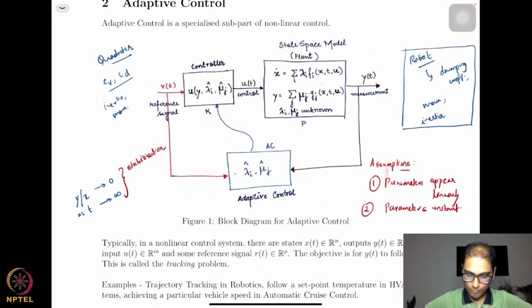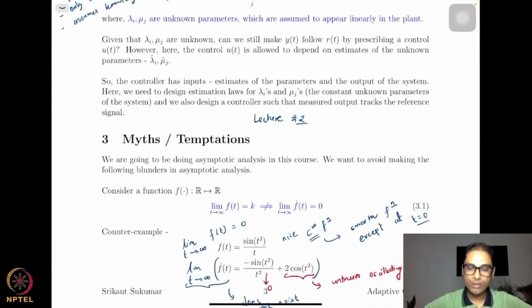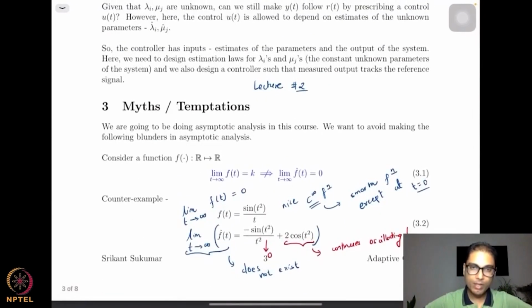All right. So now as we move forward, one of the things that we need to remember is that a lot of what we do in adaptive control and nonlinear control in general is this asymptotic analysis. That is, we try to see what happens as time goes to infinity to different signals and functions and so on and so forth. This is one of the key aspects of what we are going to do as we move further along in this course.